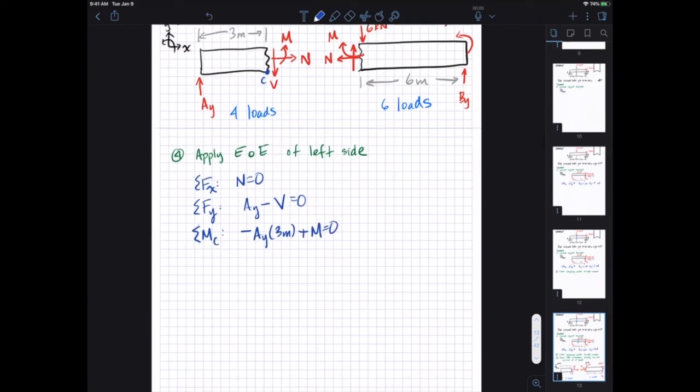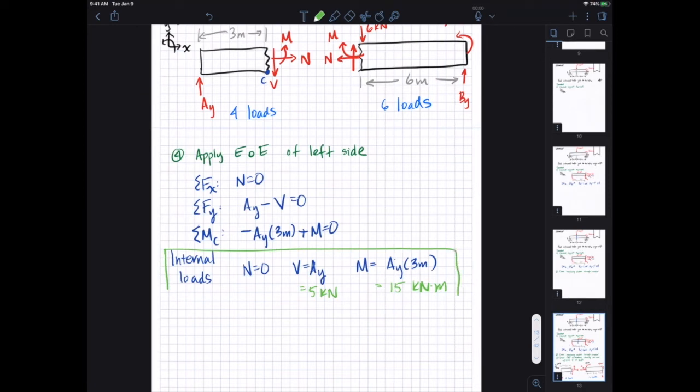So in terms of the internal loads, we see that there's no normal force. Shear is equal to AY, and the moment is equal to AY times 3 meters. Numerically, this is equal to 5 kilonewtons, and this is equal to 15 kilonewton meters. So that's our solution there.